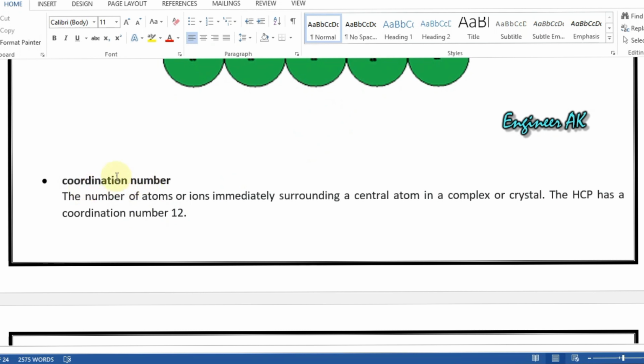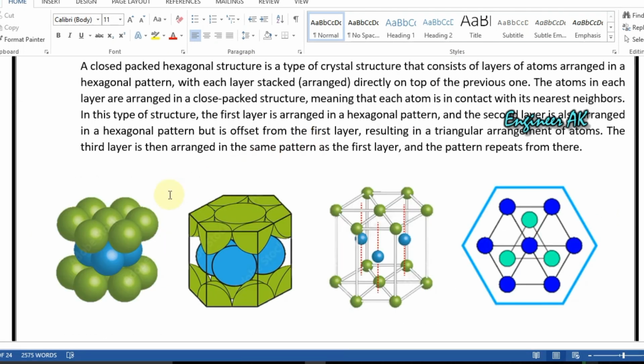Now the second topic is coordination number. What is coordination number? The number of atoms or ions immediately surrounding a central atom in a complex or crystal. The HCP has a coordination number of 12. So now if we talk about how it comes out to be 12, as we discussed, it is how many atoms surround the central atom, right? So here it is the central atom.